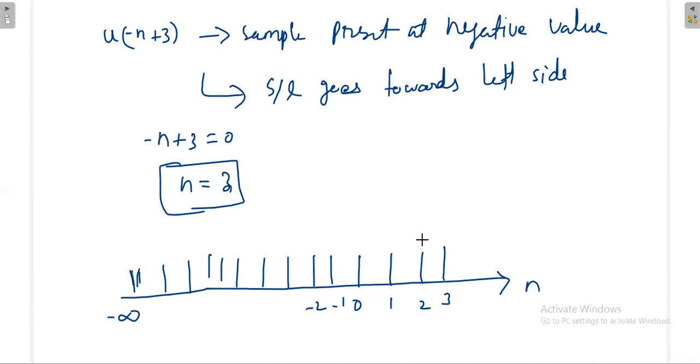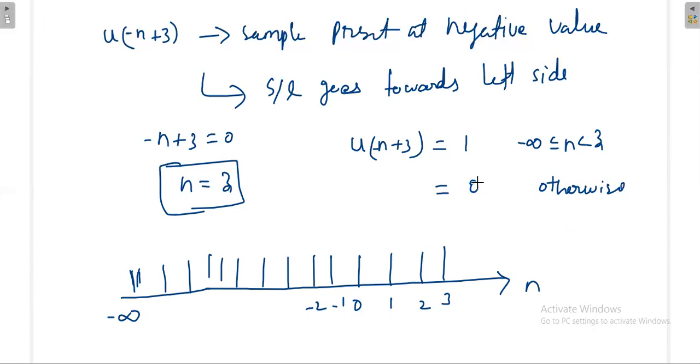Now how can you denote this u of minus n plus 3 in mathematics? It is having the value 1 when n is in between minus infinity to plus 3, and 0 otherwise. In all other cases the value is 0. This is the mathematics. Again it's very simple, all the values are 1.